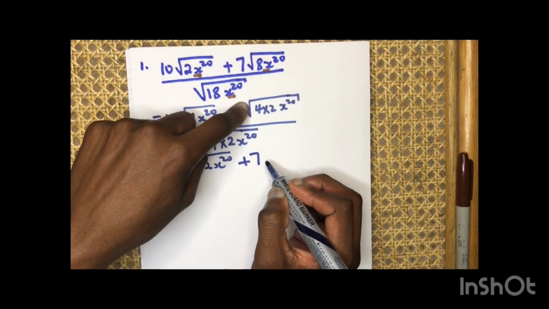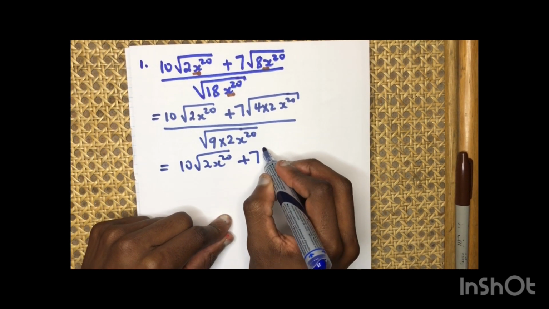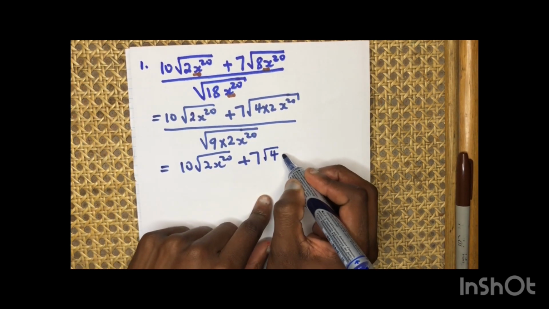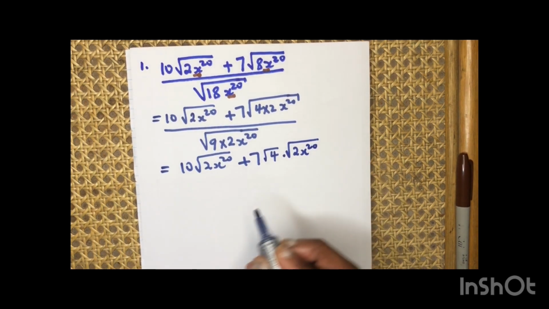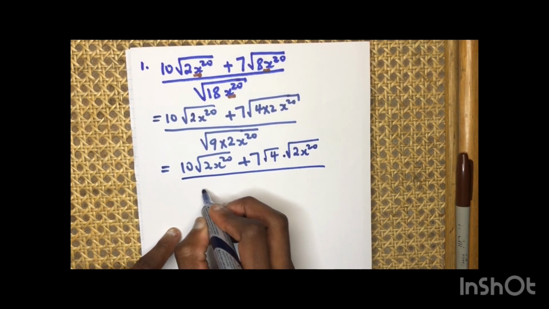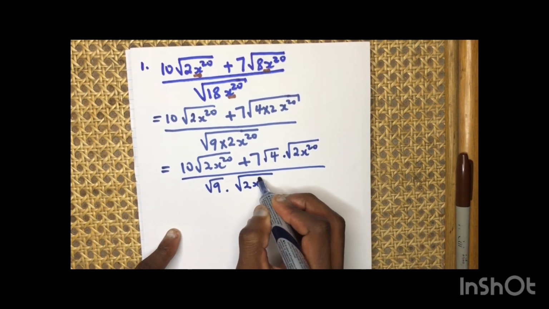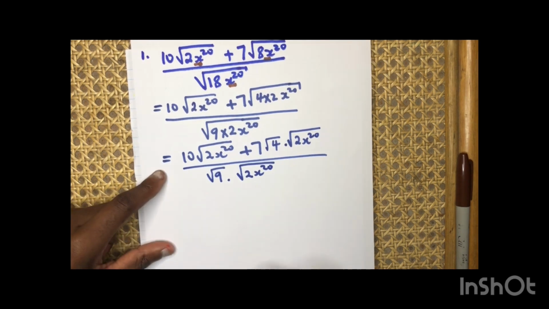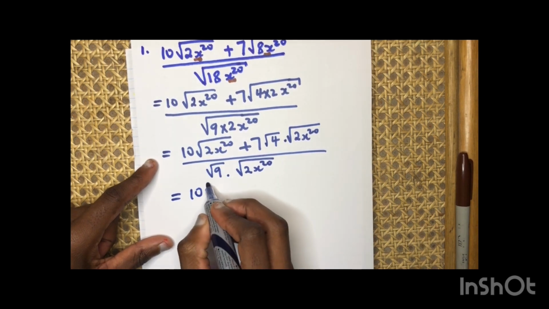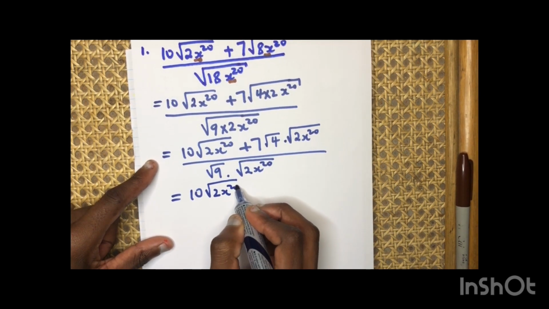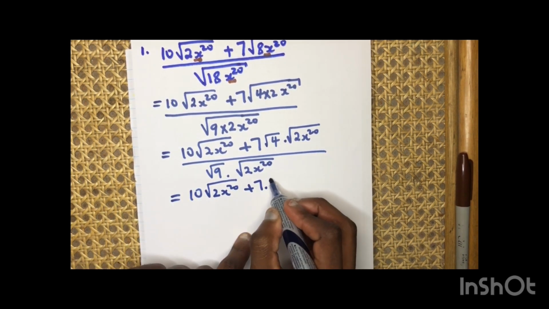this one, remember we're going to keep this 7. If I break this one using the laws of exponents, law number 1, I will have root 4, because I'm interested in this perfect square, times root 2x to the power 20, all over root 9 times root 2x to the power 20. Okay, so now we're going to drop this one as it is again. So we have root 2x to the power 20 here, so plus 7 times, then root 4 will give us 2.